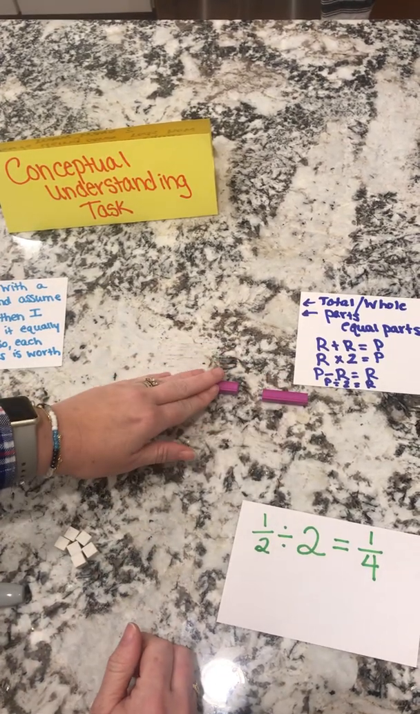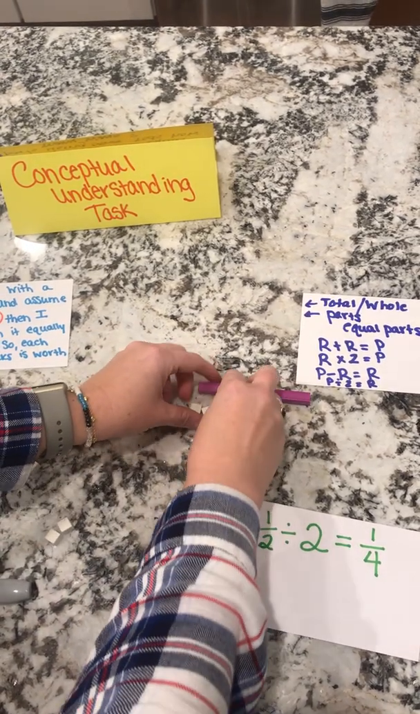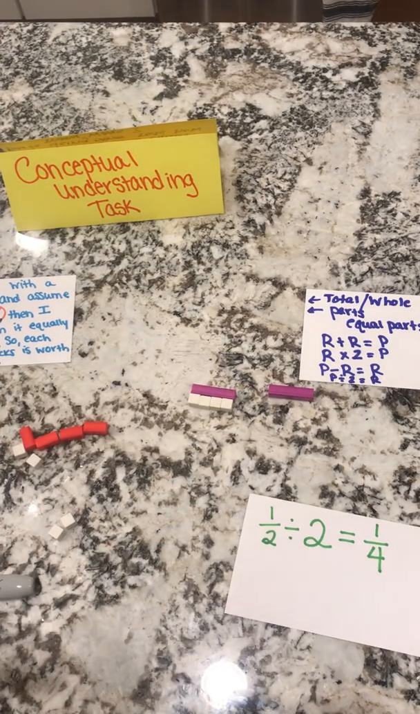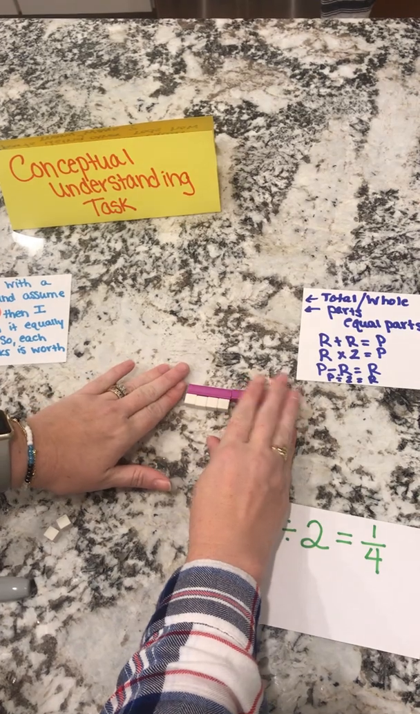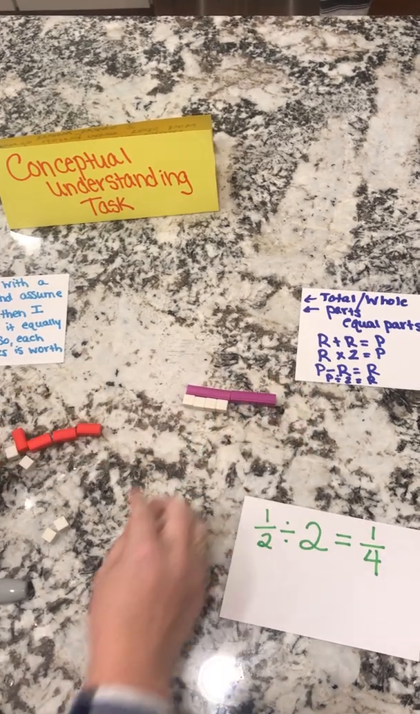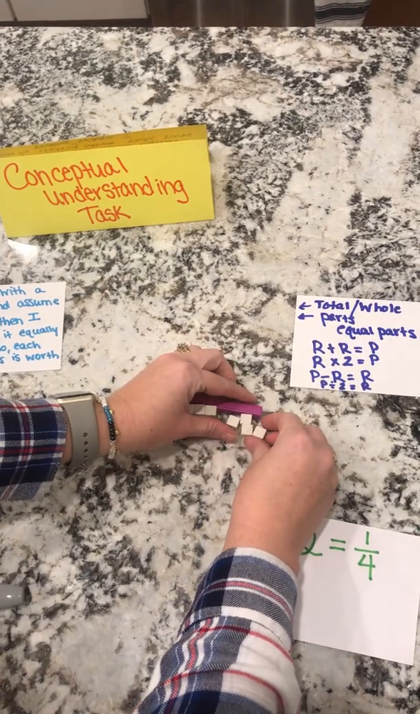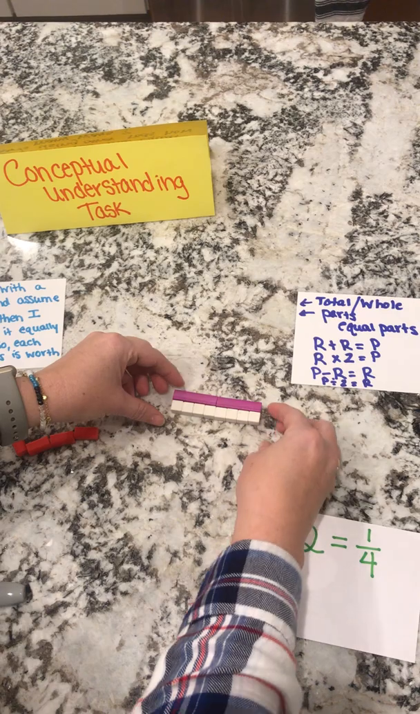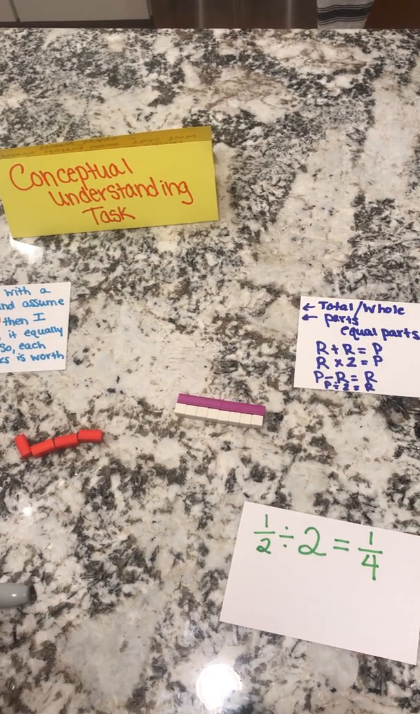Just like we did it for the red, I can also determine my white rods. So if my purple has a value of 1/2, we've already said that we can partition that purple rod into 4 white rods. So I'm going to build my whole again. My whole being 2 purple rods. And in order to build my whole with my white rods, I'm going to have a total of 8.